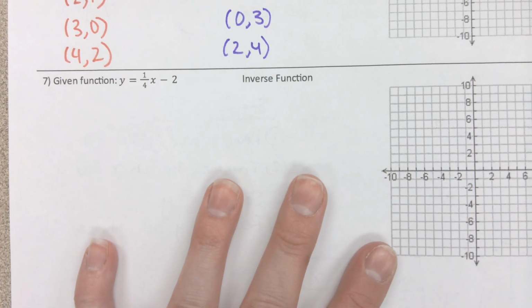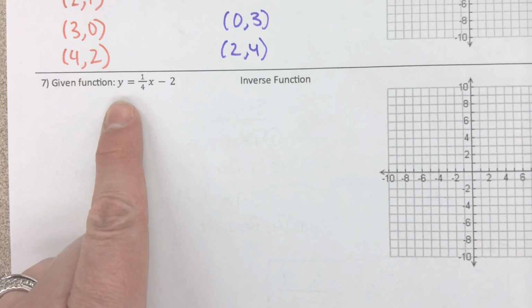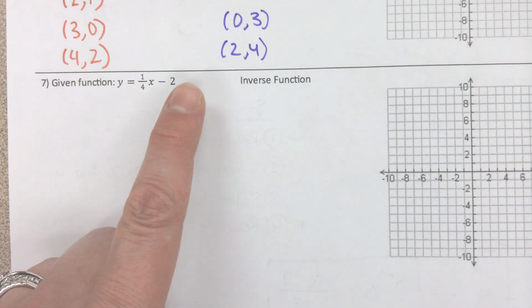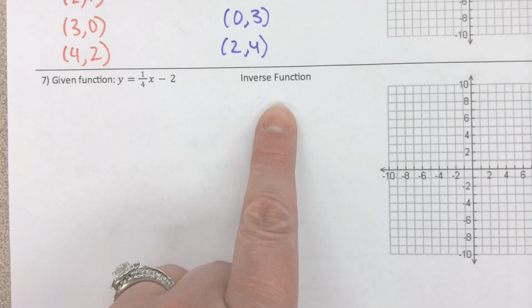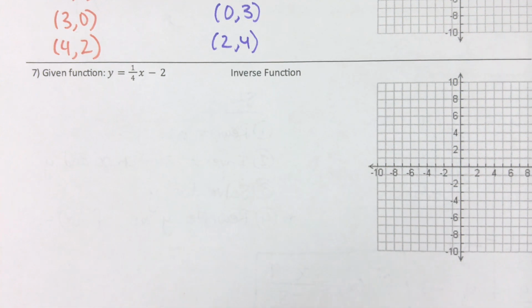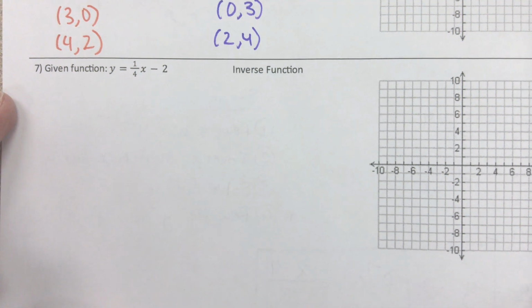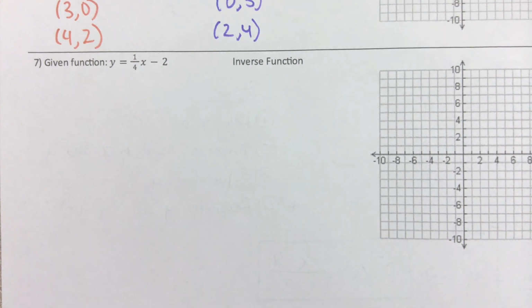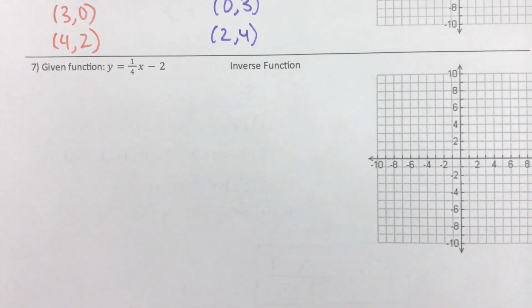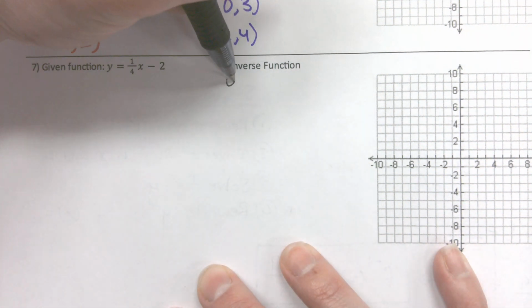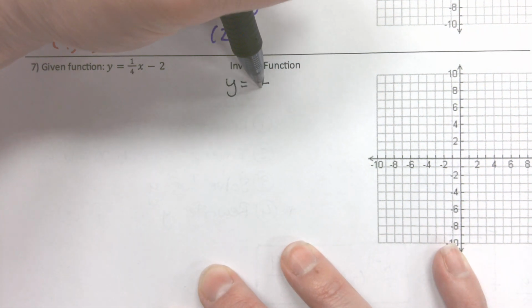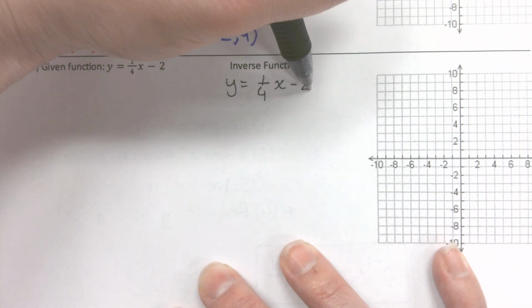Number 7. Given the function y equals 1/4 x minus 2, we need to find the inverse function and then graph it. So first things first, let's find the inverse and then we'll graph both lines. I'm going to copy down the equation. Y equals 1/4 x minus 2.